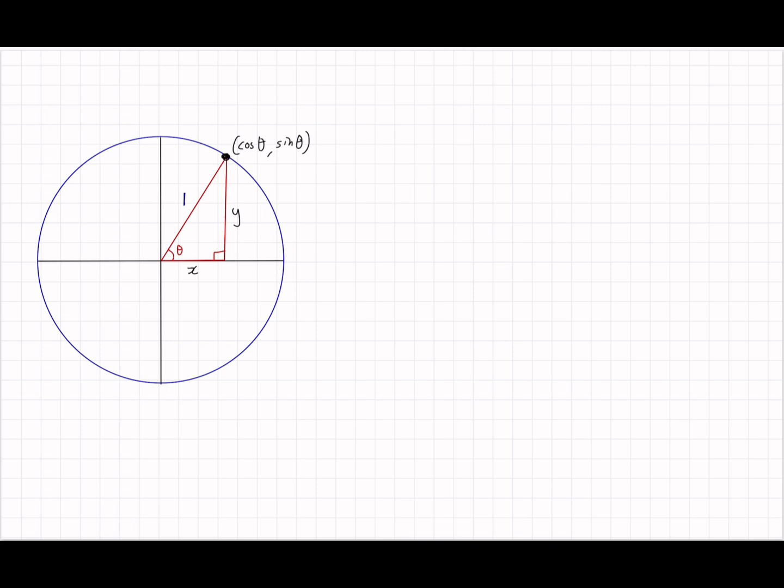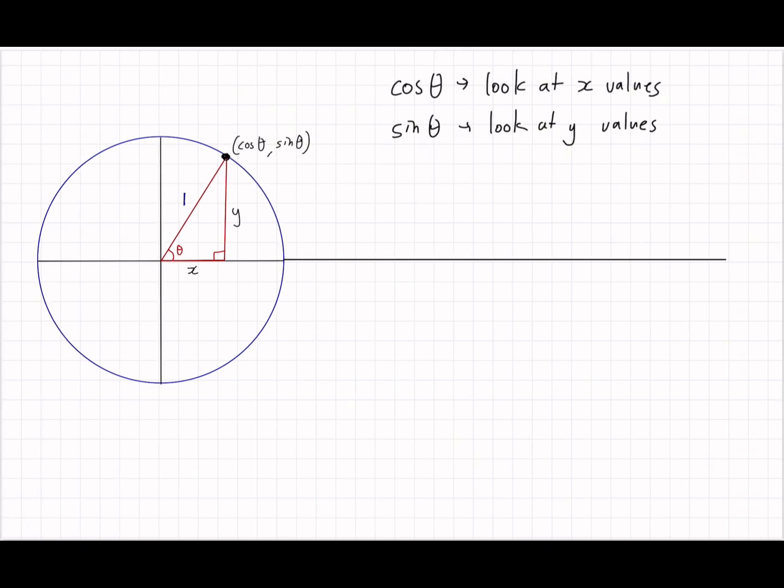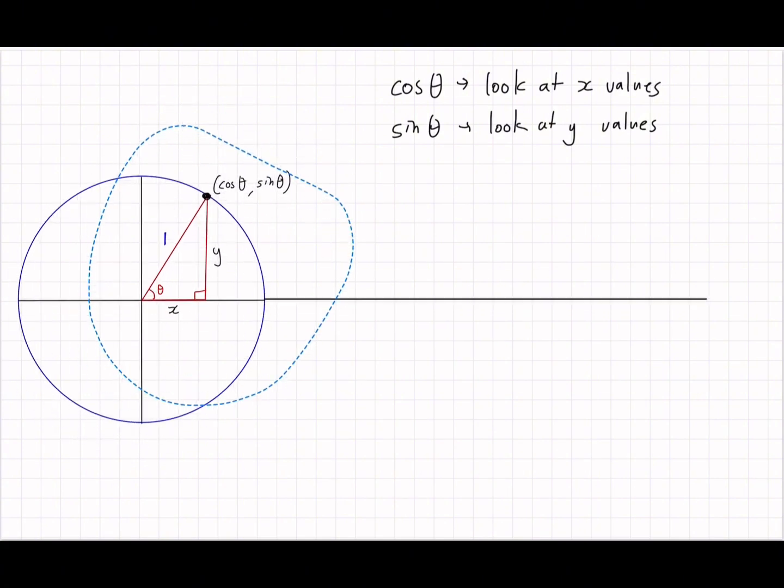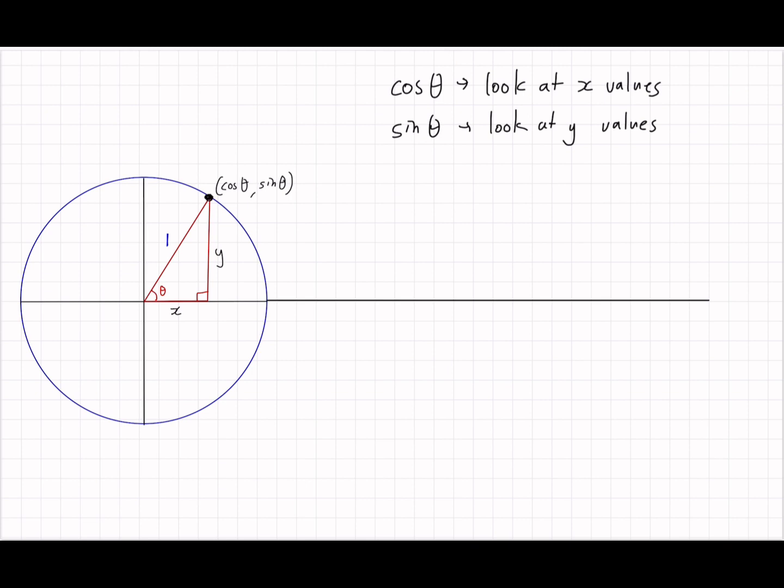So if we want the graph of cosine theta, we can look at the x values. And then if we want the sine theta, we can look at the y values. These are what we're going to be doing as we show what the cosine and sine graphs are. Okay, so if we extend this line, that's an extension of the x axis, and we do need to start somewhere, right? So let's say that's where we start our graph, and then let's start with sine.